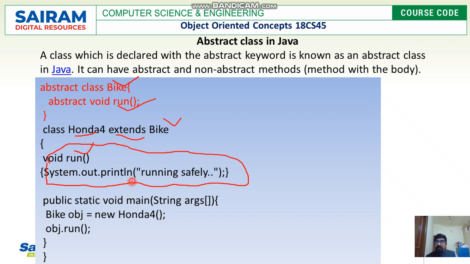Here is the main method where we have created an object of the class called Honda. We cannot create an object of the abstract class. Please do remember it. So we are creating an object of the class Honda, and using this object we are going to invoke the method called run. And please remember, the method run is an abstract method, which means the abstract method does not have any body.